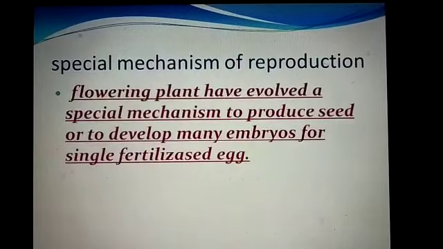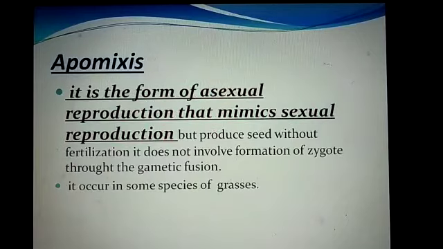Special mechanism of reproduction. Flowering plants have evolved a special mechanism to produce seed, or to develop many embryos from a single fertile egg. And this is apomixis. It's given in your NCERT book also.